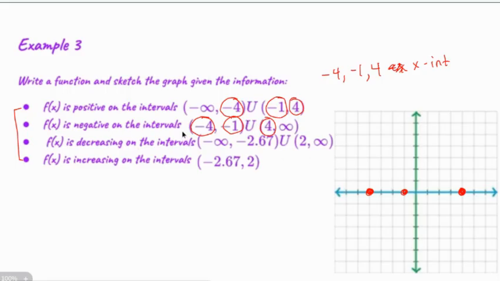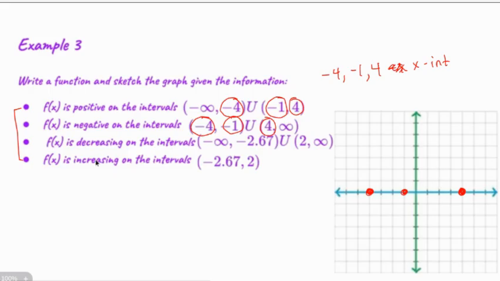All right. So we know that it's positive from -infinity to -4. So let's go on to increasing and decreasing. It's decreasing from -infinity to -2.67. And it's decreasing from 2 to infinity. So here from 2 to infinity.